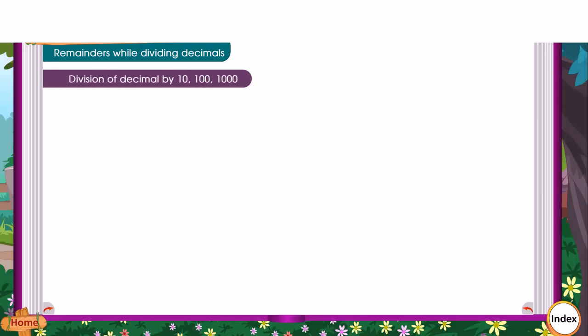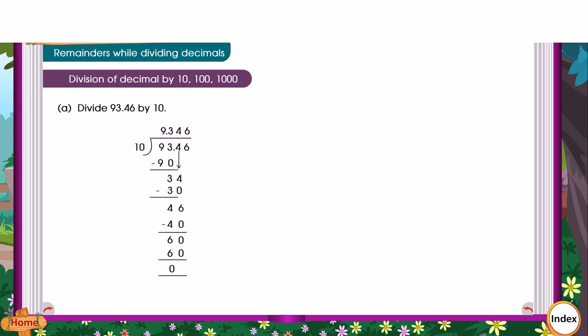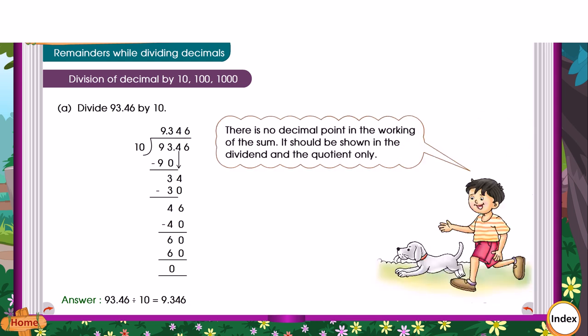Division of decimals by 10, 100, 1000. A. Divide 93.46 by 10. Answer: 93.46 divided by 10 is equal to 9.346. There is no decimal point in the working of the sum. It should be shown in the dividend and the quotient only.